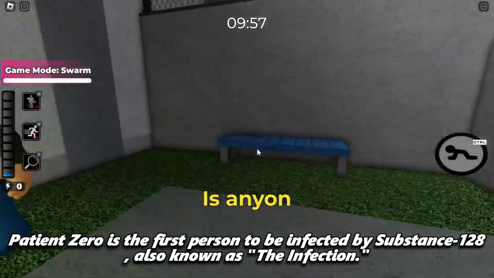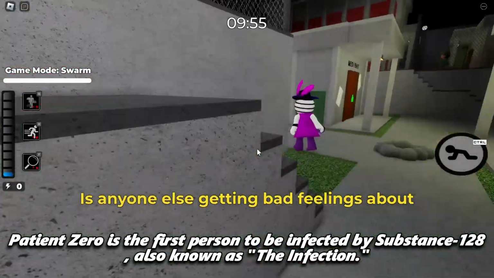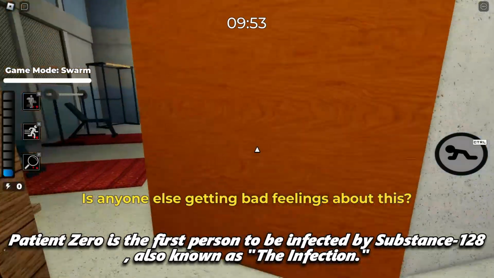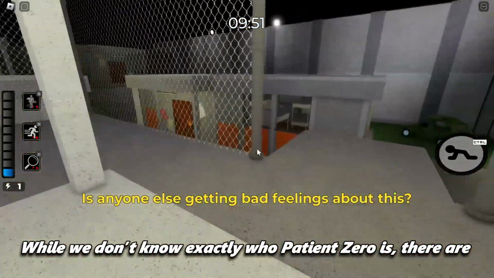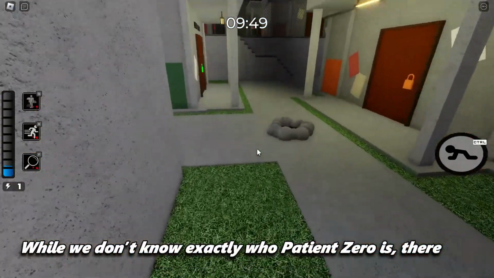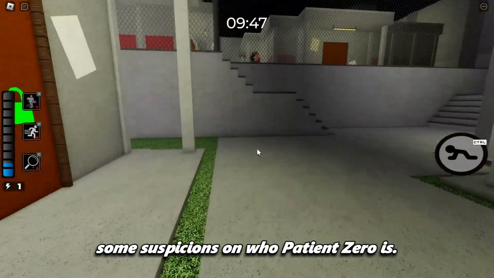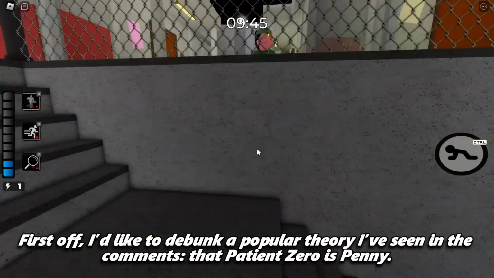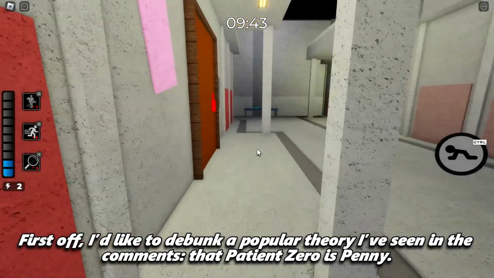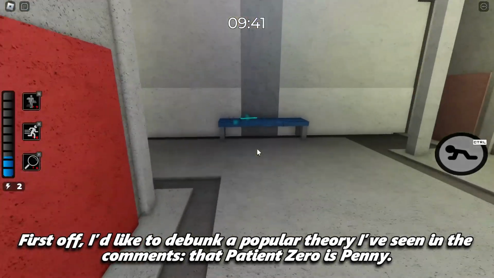Patient 0 is the first person to be infected by substance 128, also known as the infection. While we don't know exactly who patient 0 is, there are some suspicions on who patient 0 is. First off, I'd like to debunk a popular theory I've seen in the comments, that patient 0 is Penny.